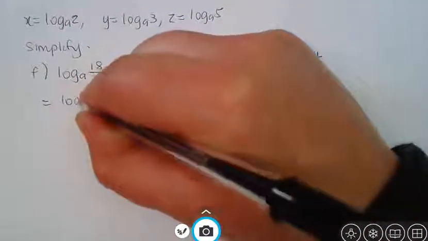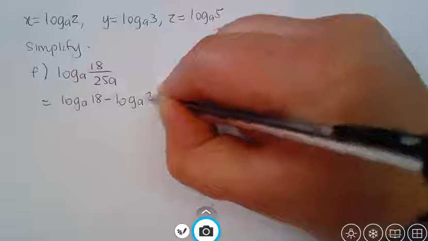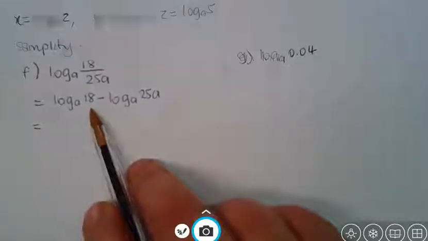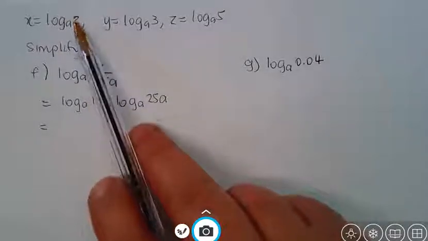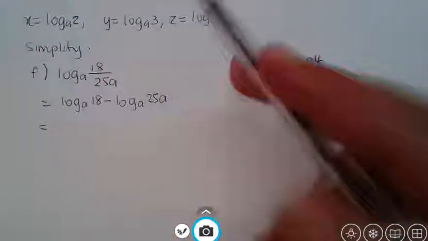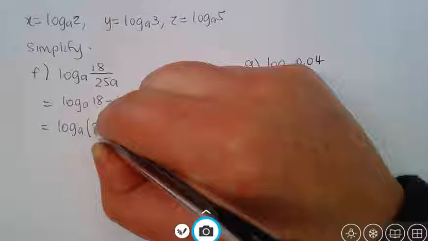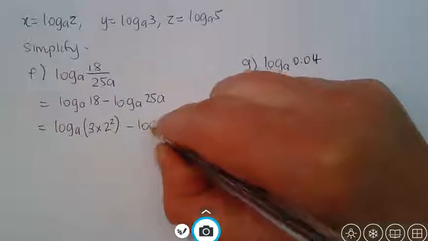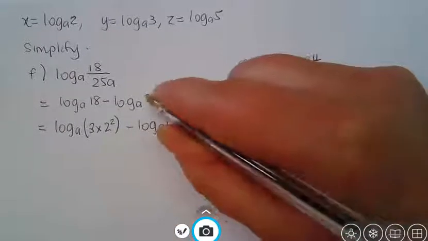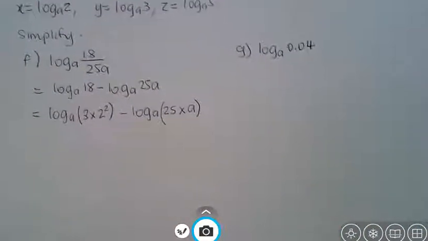More examples here. So we have to simplify log to the base a of 18 over 25. So we'll use our subtraction rule. So that's log to the base a of 18 minus log to the base a of 25a. Now, we know that 18 is, so this one's a little bit trickier, all right? We know that 18 is 2 times 9, so it's 2 times 3 squared. So we can write that as log to the base a of 3 times, I'm going to write it as 2 squared to start off with, minus log to the base a of, now here I've got 25a, which means 25 times a, because I need to break that up, okay?